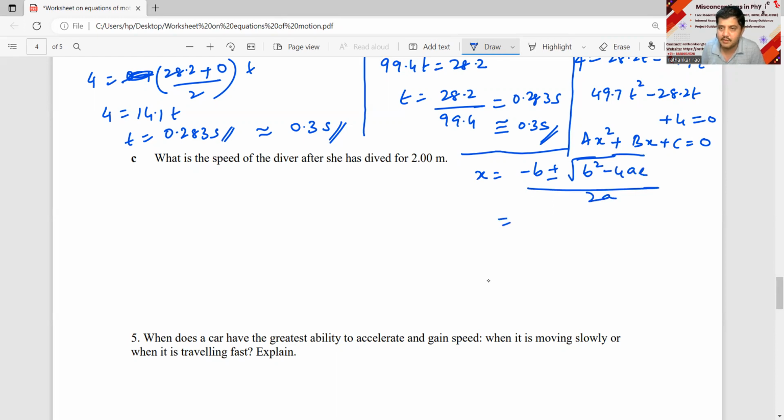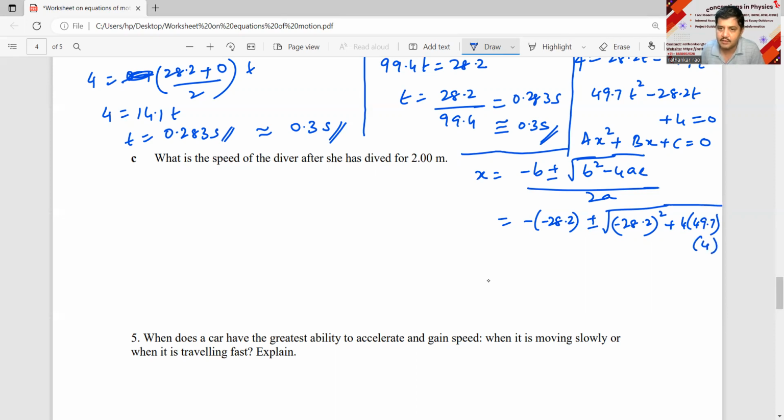Wow, somebody has easily discovered this, quite easier for us. Minus b, so minus of minus b is positive here, right? Minus 28.2, so I'll substitute here. It becomes minus of minus 28.2 plus or minus square root of b square. What is b square? Minus 28.2 the whole square, minus 28.2 the whole square, minus 4ac, that is 4 into 49.7 into c, which is 4.